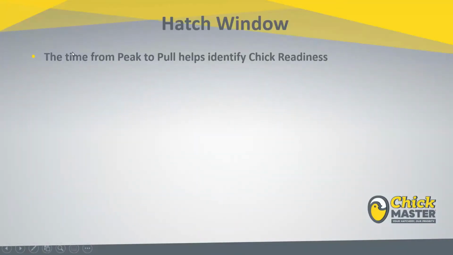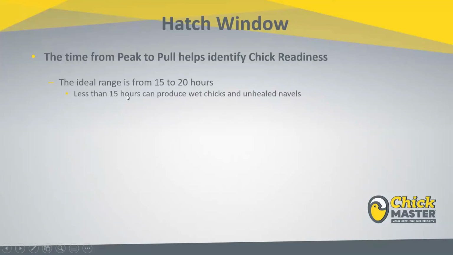So when we break this down, the time from peak to pool helps identify chick readiness. The ideal range is somewhere between 15 to 20 hours. Less than 15 hours can produce wet chicks and unhealed navels, meaning I'm still going to have some chicks that may have not finished completely pipping, or have just completely pipped and have just come out of the shell. And so at pool, we'll see chicks like that will lose or get culled out.